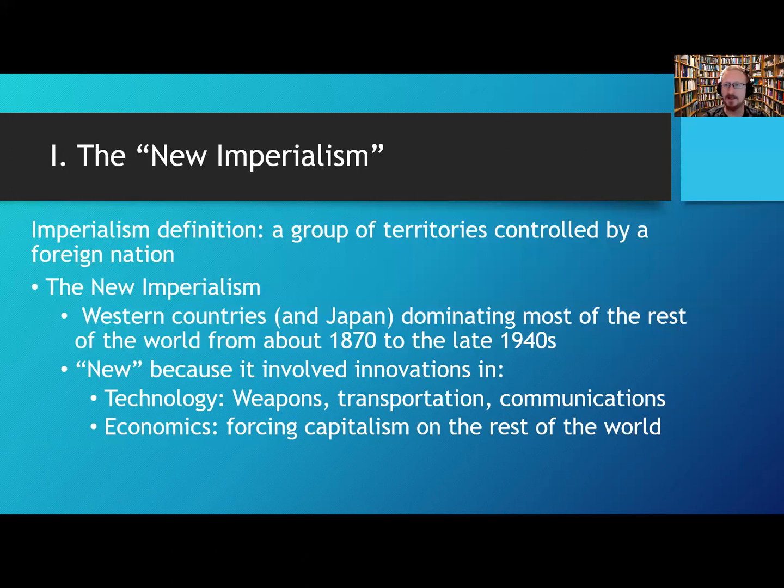Economics is the second innovation in the new imperialism. Essentially, rabid capitalism is forced on the developing parts of the world by the West. We'll get into that in slightly more detail in a second.